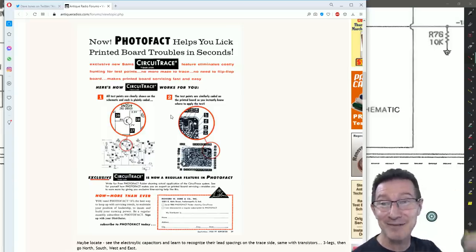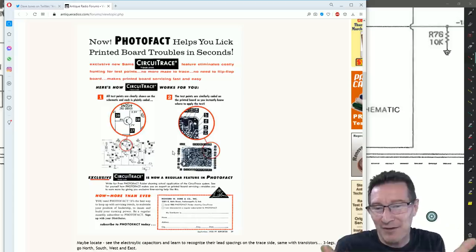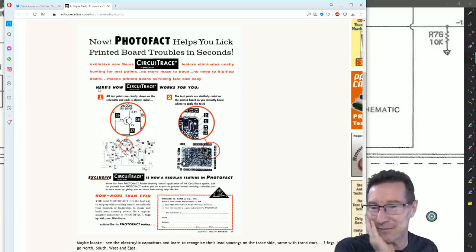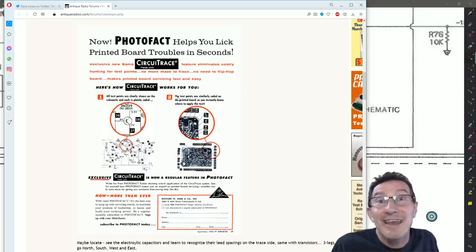Please leave it in the comments down below if you've used Circuitry Trace or not. I still don't know exactly what they're actually selling here. Is it some sort of documentation camera that links? How does it work? I have no idea.